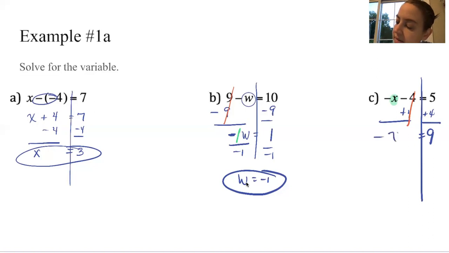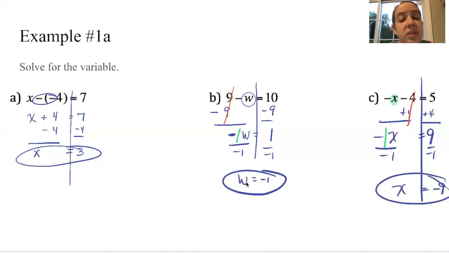And then I bring down the negative x. Just like the last problem, in front of that negative sign, or between the negative sign and the x, is really a -1. So to get x by itself, I divide both sides by -1. X is equal to -9.